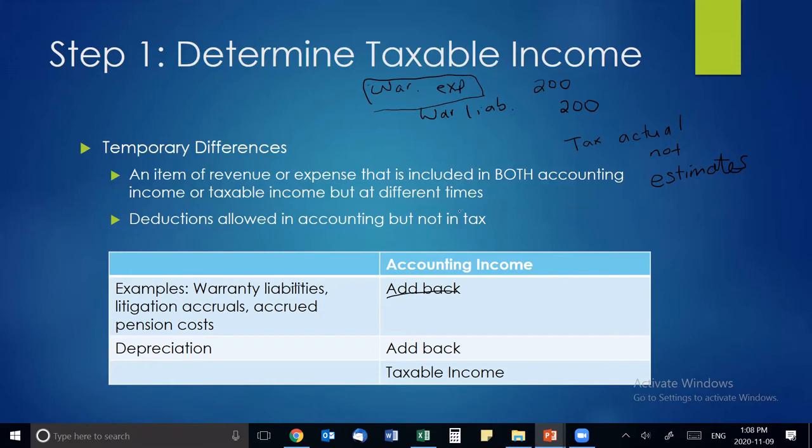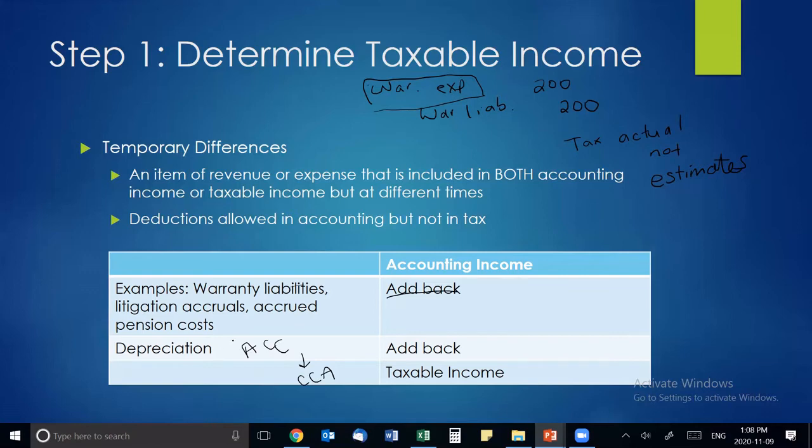Okay, so because it's decreased it, we're adding that back in order to get taxable income, because you can't record any expenses for estimates for taxable income. Okay, and then also for depreciation, that is accounting. For accounting, you do a depreciation. For tax purposes, you do something called CCA, which you'll see in the next slide. So for tax purposes, it's called CCA. For accounting purposes, it's called depreciation.